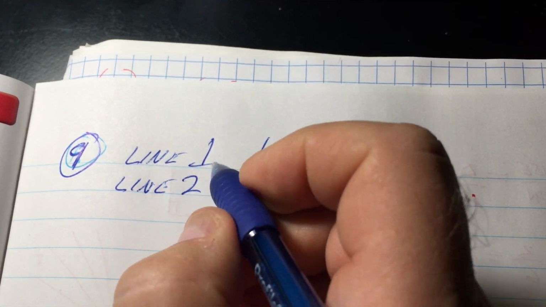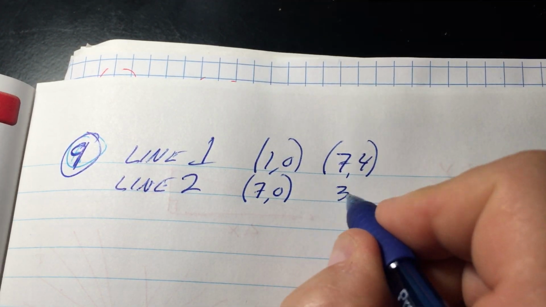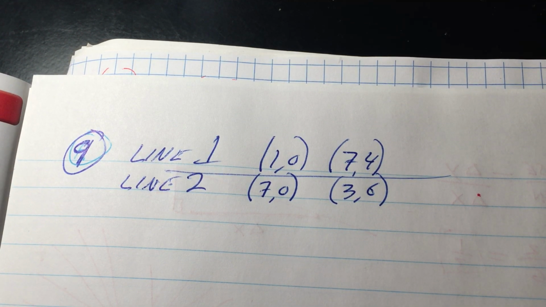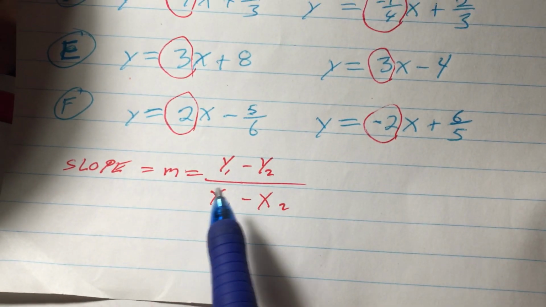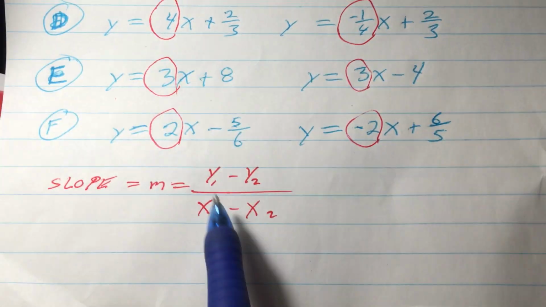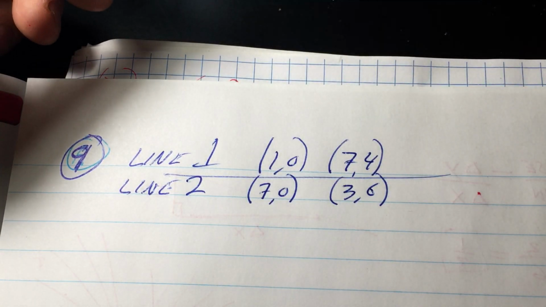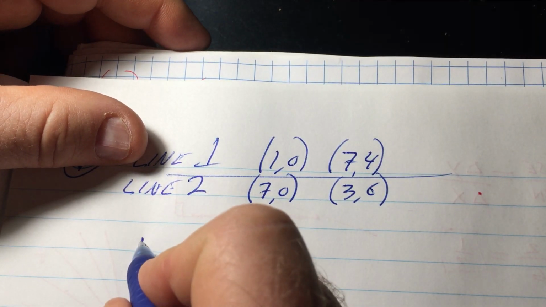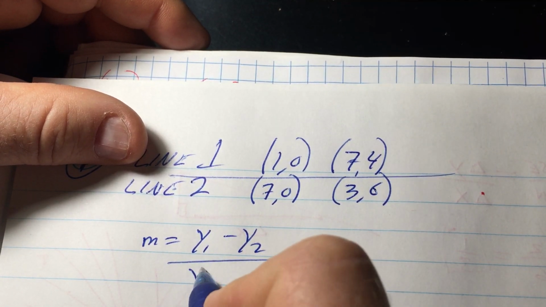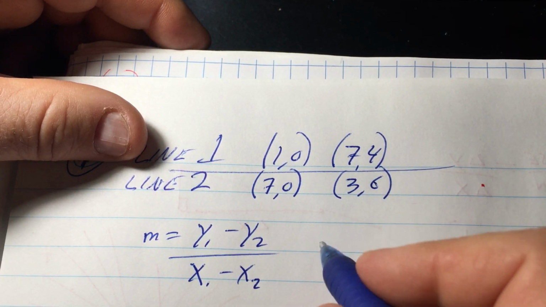Line 2: 7, 0, and 3, 6. The first line, we need to find the slope. How do we find the slope? Use this expression right here. M represents slope. So we're going to find the difference of the y values over the difference of your x values. Y values on top, x values on the bottom.